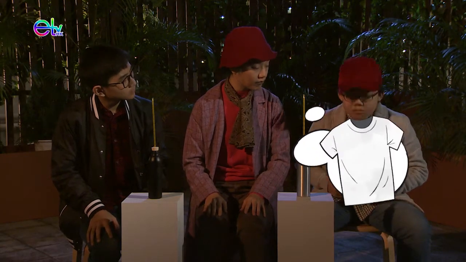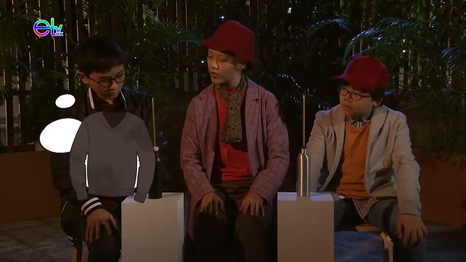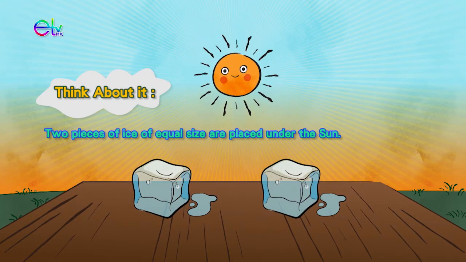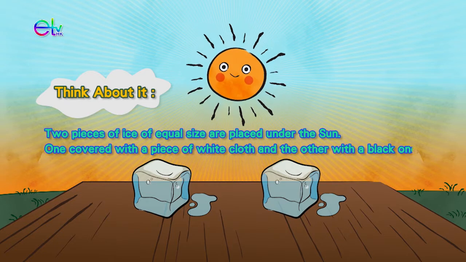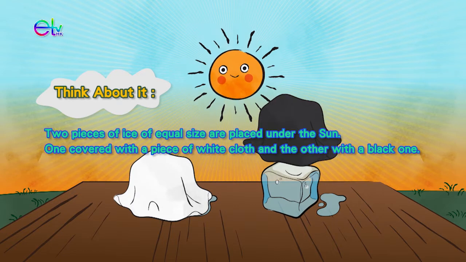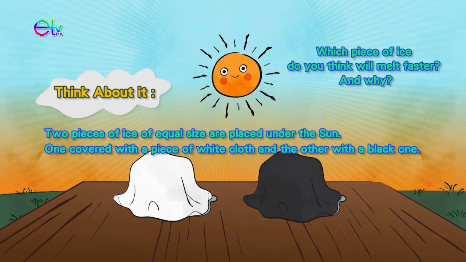That's why we wear light-colored clothes in the summer. They absorb less radiation, making it less hot. On the contrary, wearing dark-colored clothes in the winter makes us feel warmer because dark surfaces absorb radiation better. If I put 2 pieces of ice of equal size under the sun, one covered with a piece of white cloth and the other with a black one, which piece of ice do you think will melt faster, and why?